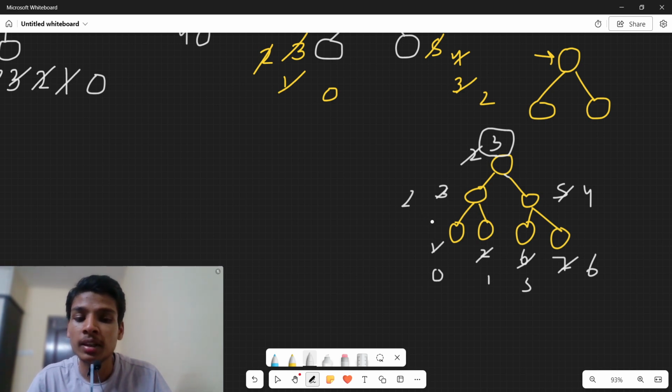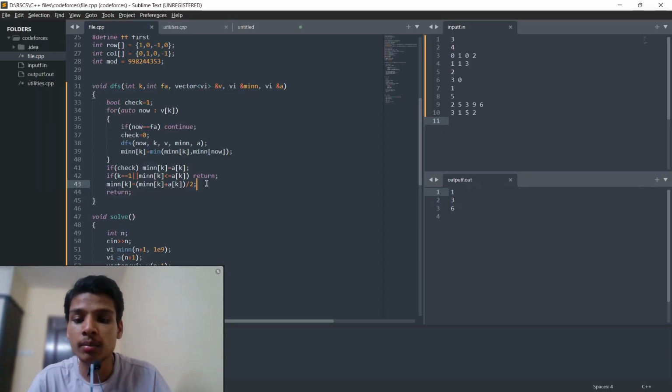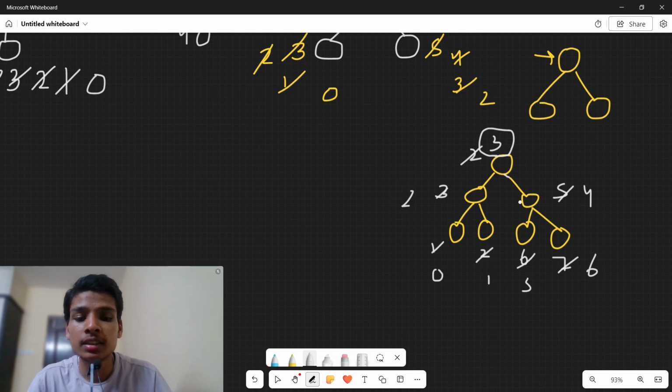Now remember one thing: why am I doing divided by 2? This is a very important case. Why am I doing divided by 2? This is just because I have to decrease the value of the subtree also.